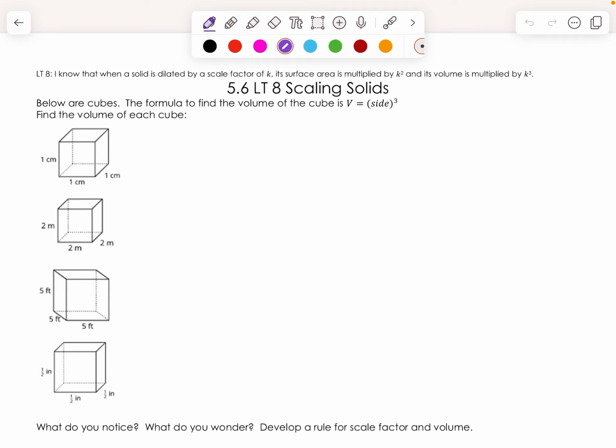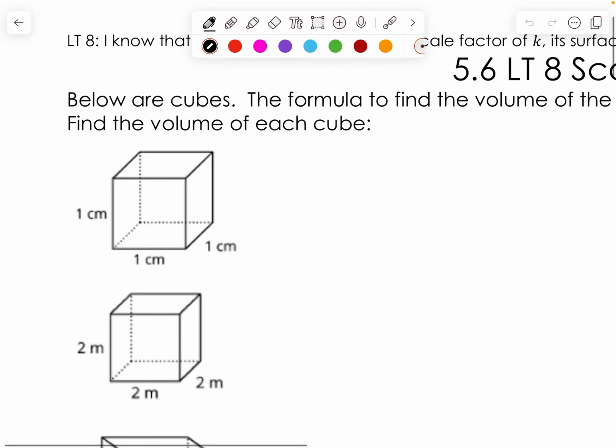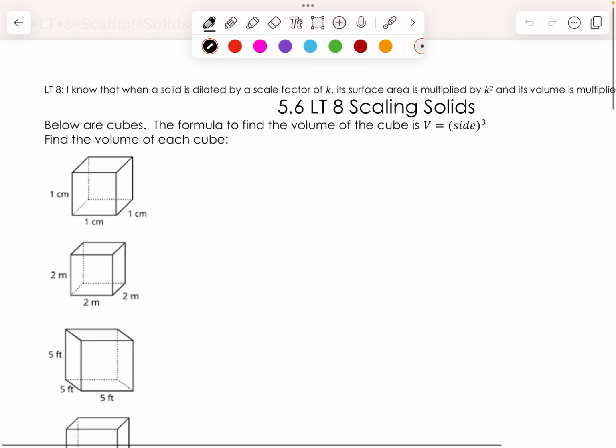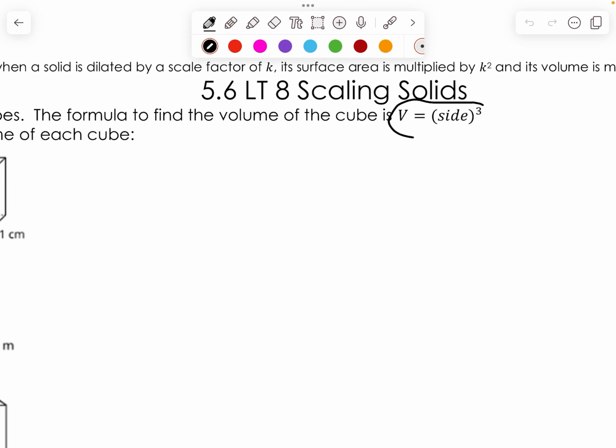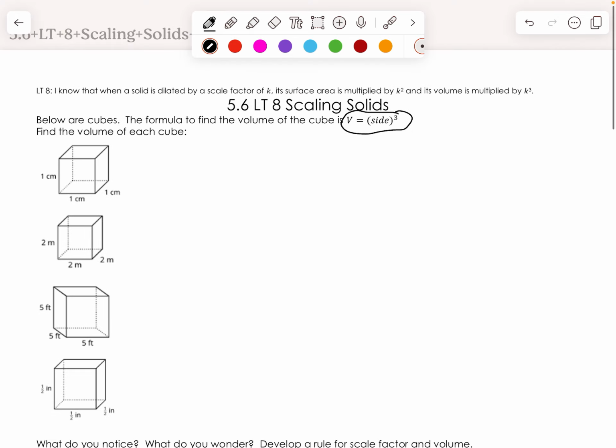All right, so let's look at this right here. We're going to find the volume of a cube. Volume is the side length cubed, just kind of how area is side squared. Side squared comes from a square. Side cubed comes from a cube.